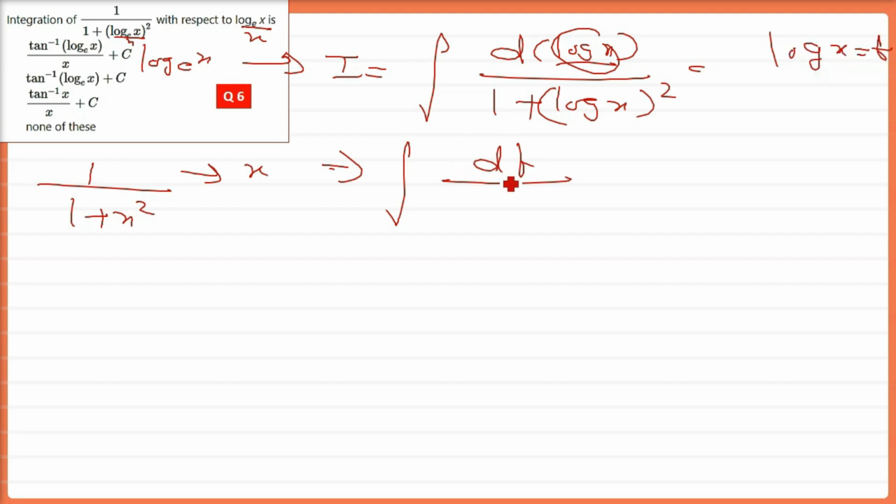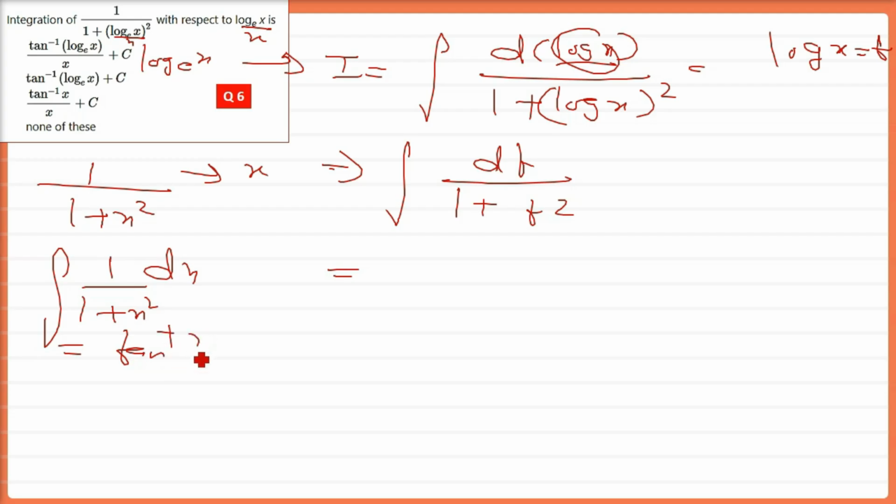You can have it as t or a p just to understand that this is nothing more than integrating dt by 1 plus t square, which is integrating dx by 1 plus x square, which is tan inverse x. Direct result. 1 by 1 plus x square is tan inverse x. Write it as tan inverse t plus constant of integration. There is no differentiation here. Just replace t by log x right now. So this will be tan inverse of log x in place of t.